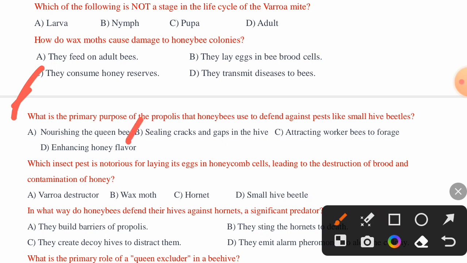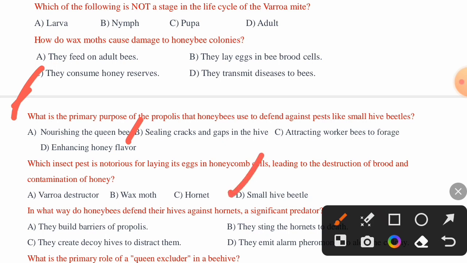Next question, which insect pest is notorious for laying its eggs in honeycomb cells, leading to the destruction of brood and contamination of the honey? Options: A, varroa mite; B, wax moth; C, hornet; and D, small hive beetle. So laying eggs in the honeycomb cells and leading to destruction of the brood and contamination of honey is option D, small hive beetle.